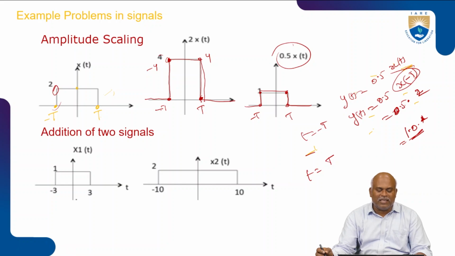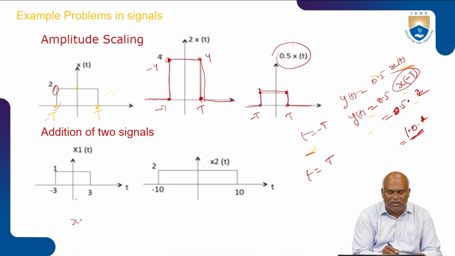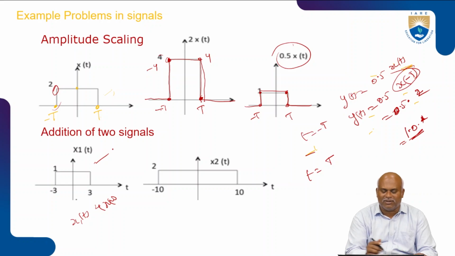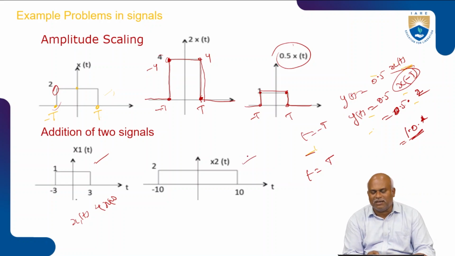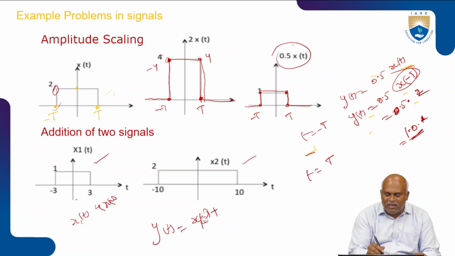Another case is the addition of two signals. For addition, I take x1 of t and x2 of t. The x1 of t graph is represented like this, and x2 of t is represented like this. Now we need to add both. Now I need y of t is equal to x1 of t plus x2 of t.